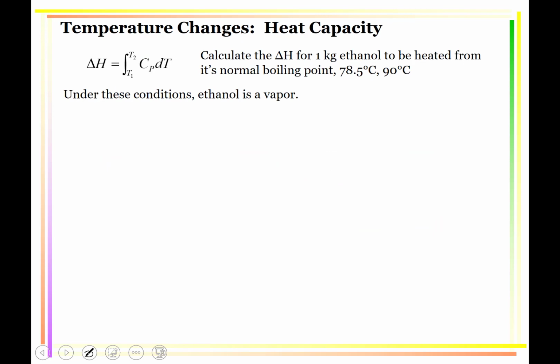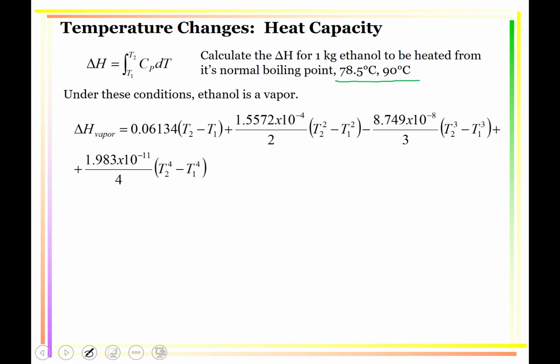Next, let us calculate the value for the vapor. We're going to go from 78.5 to 90 degrees C. So when it's a vapor, we are going to use this expression, also from table B.2. And now we have a slightly more complicated calculation, but still, you are all quite capable of making it.